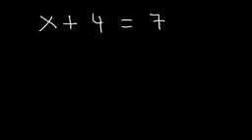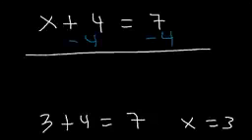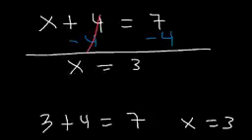What number plus 4 is 7? We know that 3 plus 4 is 7. Therefore, x is equal to 3. But now, what process must we use to solve for x? Whenever you want to solve for x, you need to get x on one side of the equation by itself. So you need to move the 4 from the left side to the right side. Notice that the x and the 4 are separated by addition. The opposite of addition is subtraction. So you need to subtract both sides by 4. 7 minus 4 is equal to 3. Therefore, x is 3.